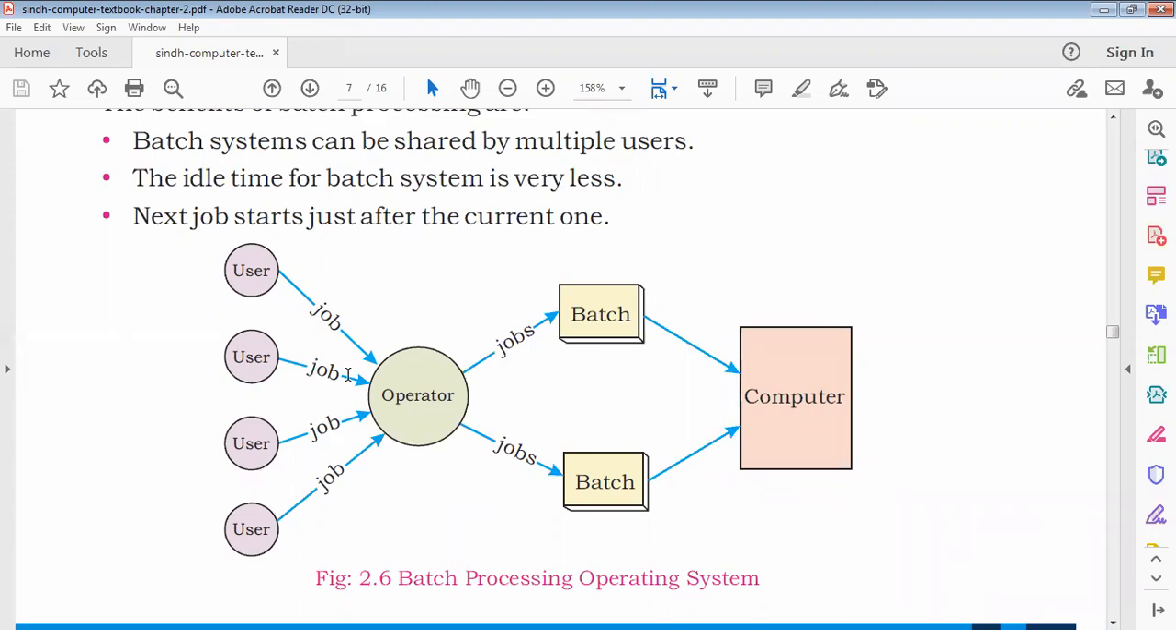Then he categorizes the jobs depending upon their similarity, and groups the jobs based on their similarity in the form of a batch. Then he processes the batch on the computer. At one time, the computer can process only one batch, and as soon as the processing of that batch is completed, it executes another batch. So this is a batch processing operating system, where different jobs are grouped together in the form of a batch and executed together.